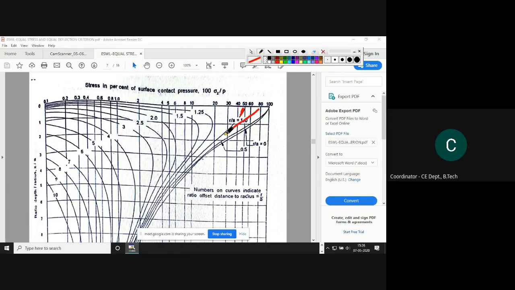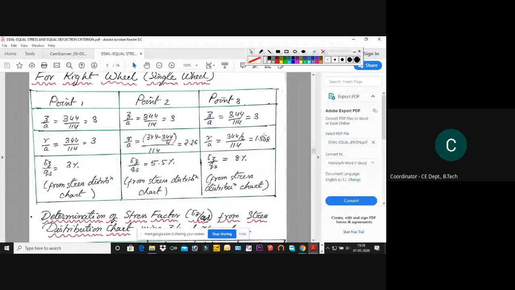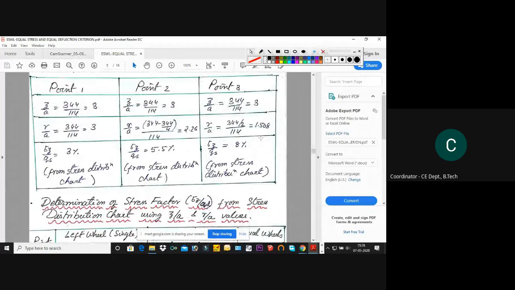So I have drawn one imaginary curve, and see where this curve will touch this z by a line. Suppose this is your z by a line, so it touches here. Now go to the corresponding sigma z by q, which I have taken here as 12%. Okay, like that. So in this way you will calculate. So there will be a total of 6 values for every point for 2 wheels, right and left wheel.